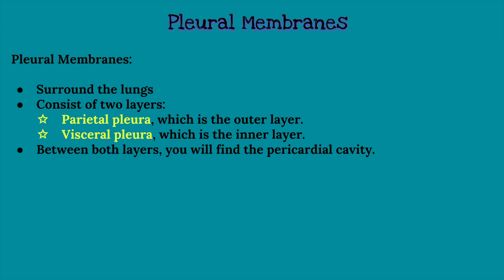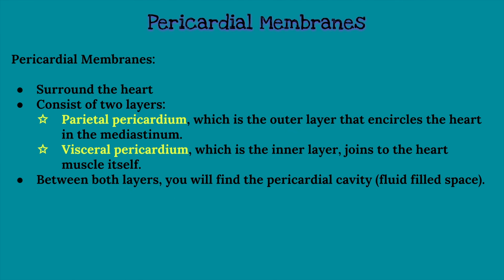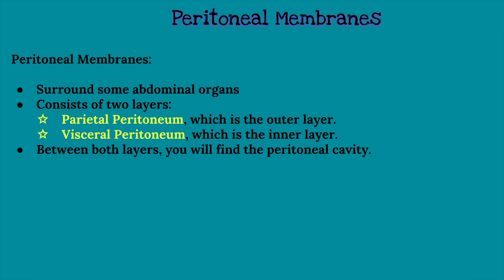Between the pleural membrane's parietal layer and visceral layer, you'll find the pleural cavity. Pericardial membranes surround the heart. The pericardial's parietal layer encircles the heart, while the visceral layer or inner layer attaches directly to the heart muscle itself. In between both of these layers is the pericardial cavity. The peritoneal membrane surrounds some of the abdominal organs. Now, between the parietal and visceral layers of the peritoneal membranes, you'll find the peritoneal cavity, which is a fluid-filled space.